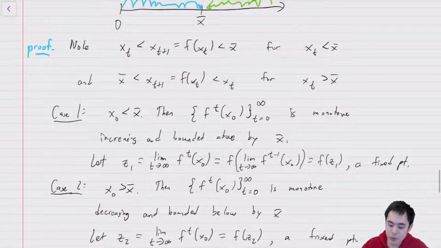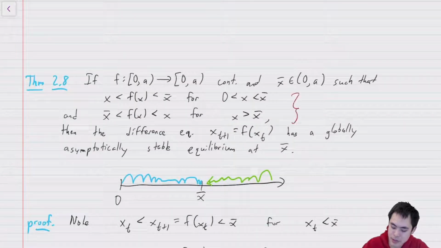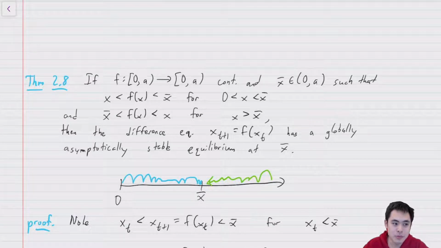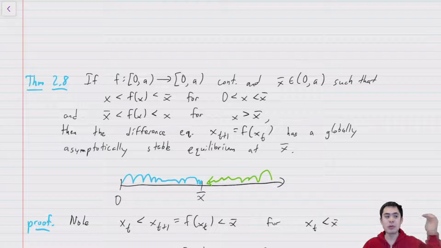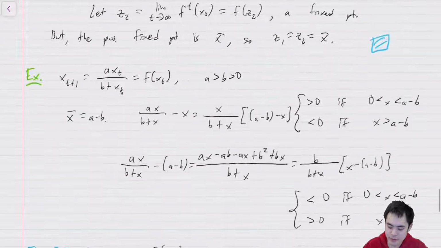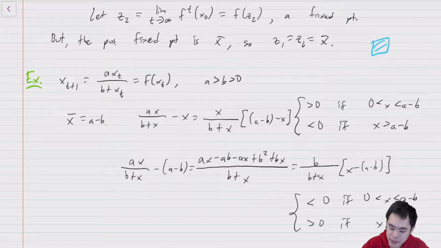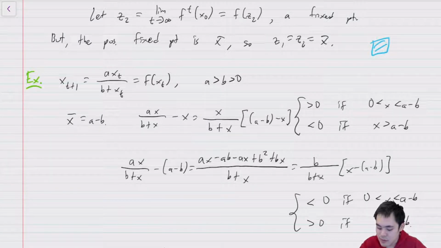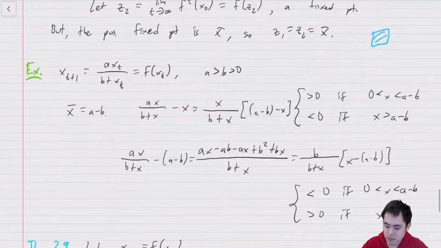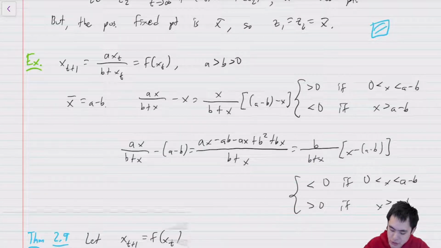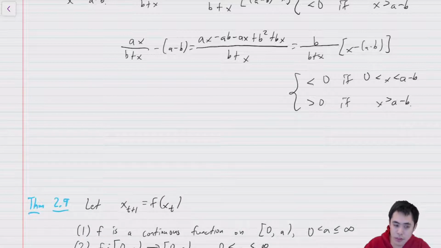Okay, and what were we doing there? We were just checking each of these two conditions, where depending on where you start, you either end up going upwards or going downwards. And so that's basically what we just showed there. And therefore, by theorem 2.8, x bar is equal to a minus b is globally asymptotically stable.